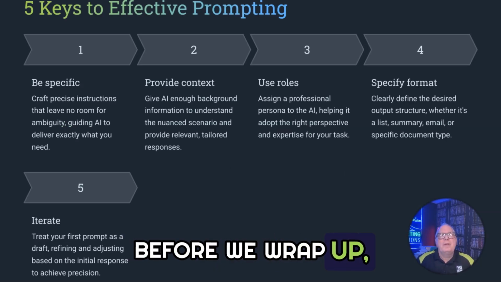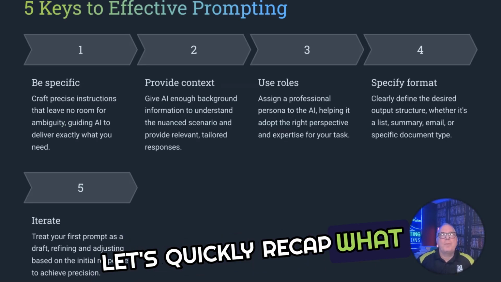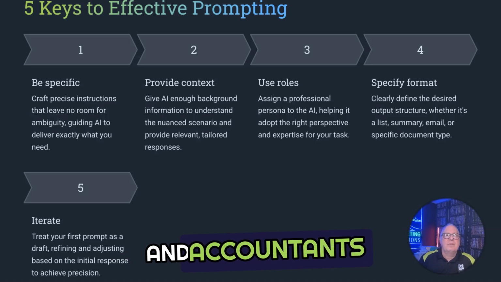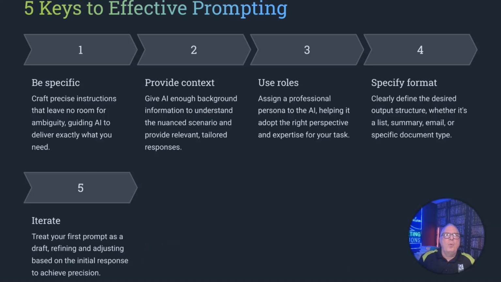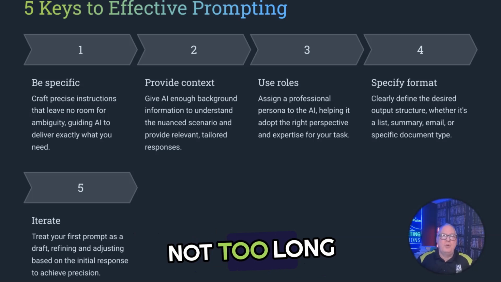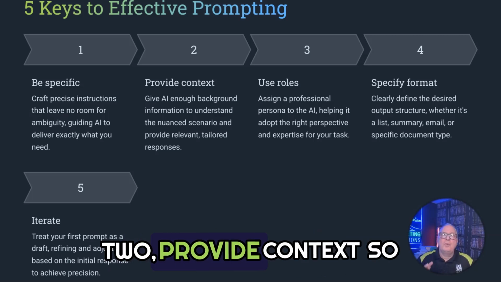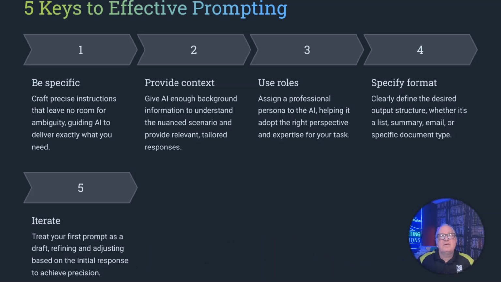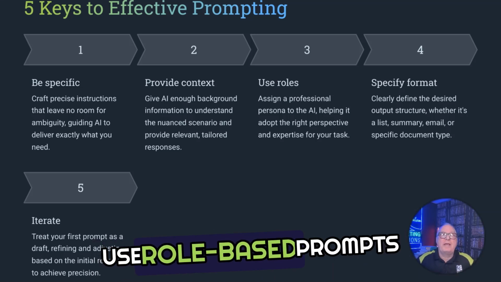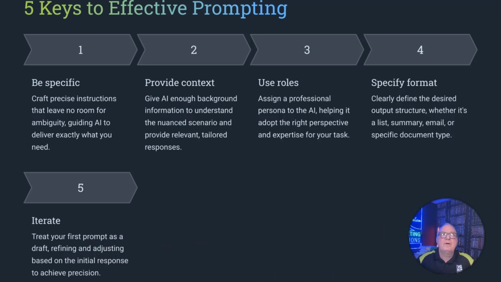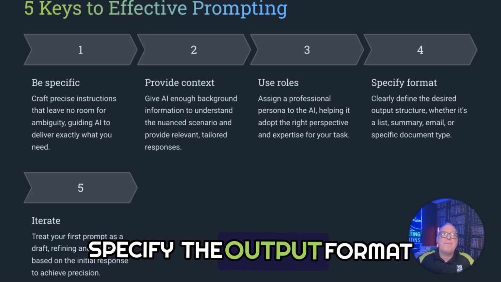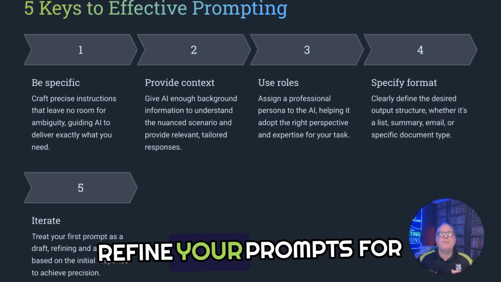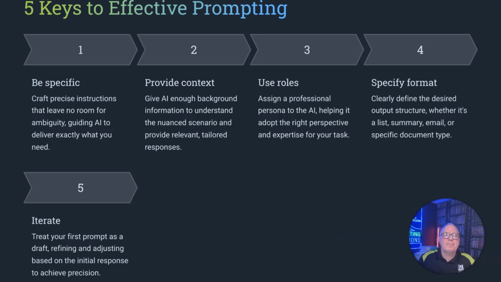Before we wrap up, let's quickly recap what makes a great ChatGPT prompt for lawyers and accountants. 1. Be specific but not too long. 2. Provide context so AI understands the task. 3. Use role-based prompts. 4. Specify the output format. And then 5. You want to iterate and refine your prompts for better results.